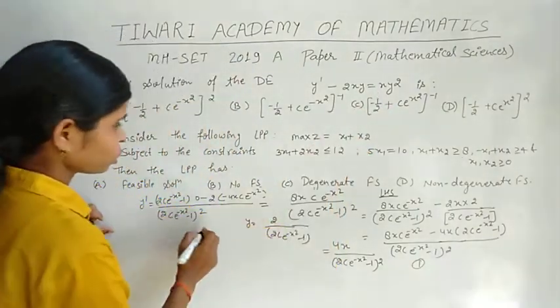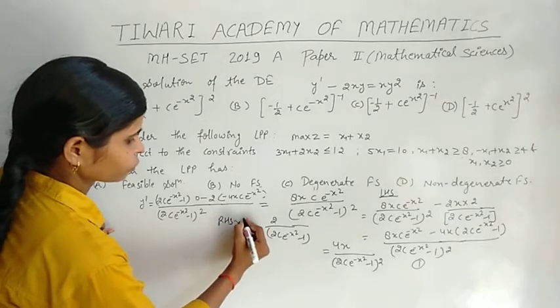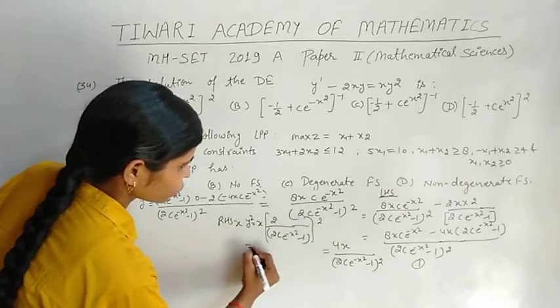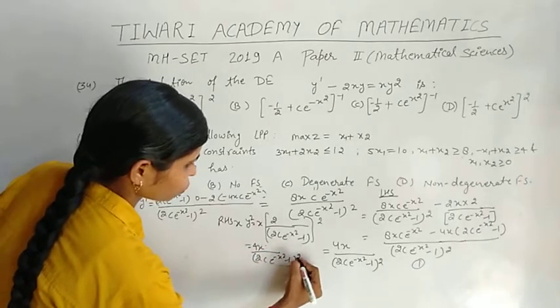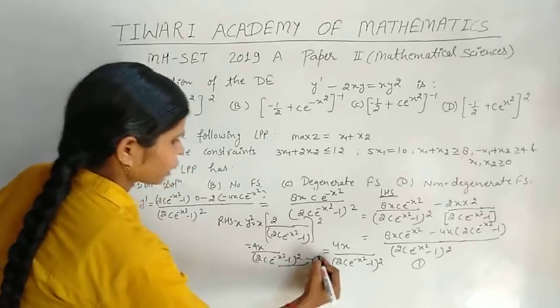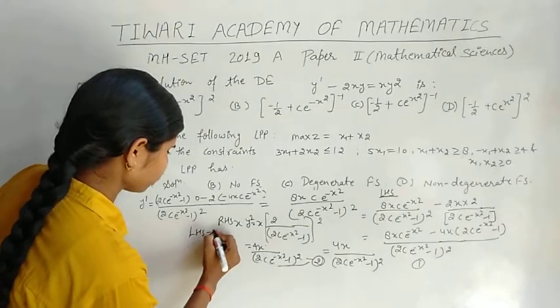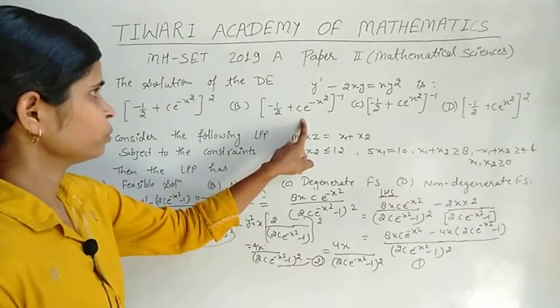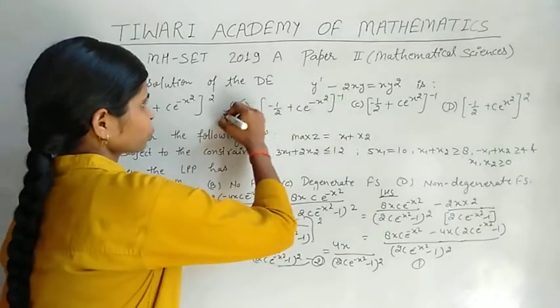In RHS, x y raised to power 2, x and this raised to power 2 is equals to x into 4x upon 2c e raised to power minus x square minus 1 raised to power 2. Equation number second. From equation first and second, LHS is equals to RHS. So option B is the true option of the given differential equation. So option B is true.